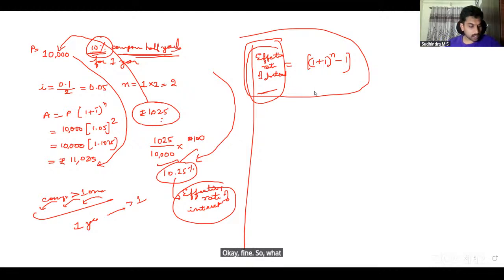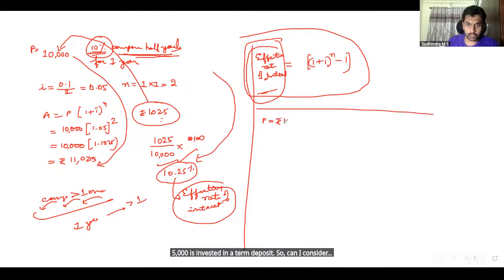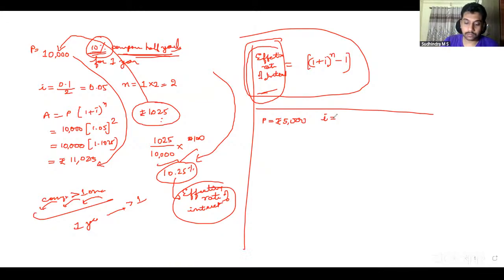So what have they given us? 5,000 is invested in a term deposit. So can I consider principal as 5,000? Fetches 6% per annum compounded quarterly. So what is I? I is not 6%. What is I? 0.1, divided by 4, which is 0.015. Very good. What is N? 1 into 4, 4.